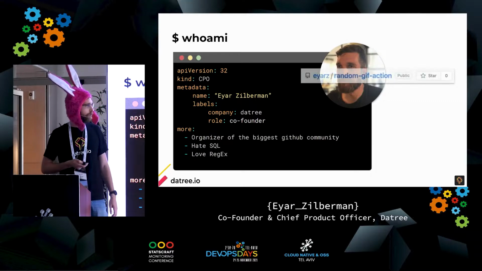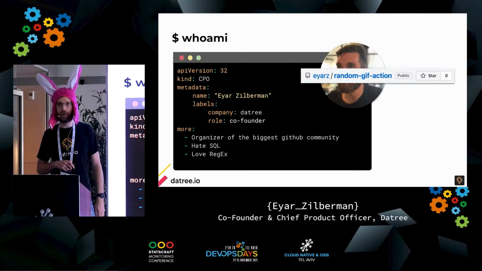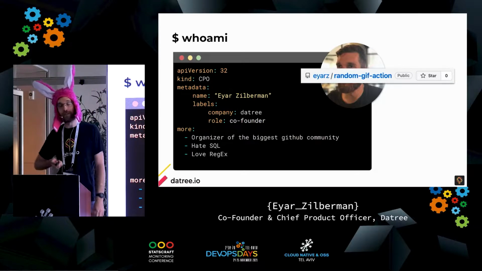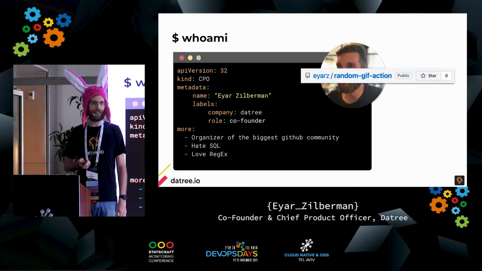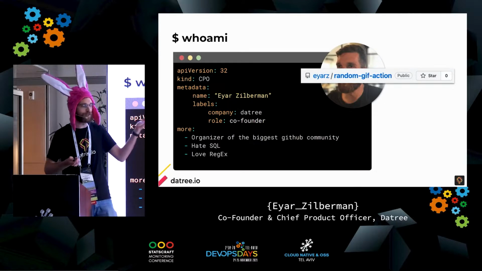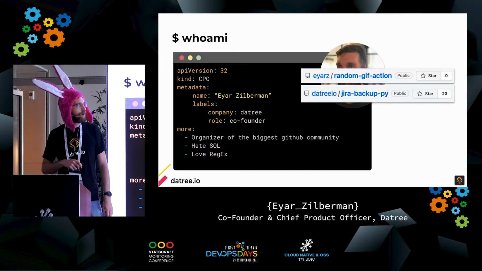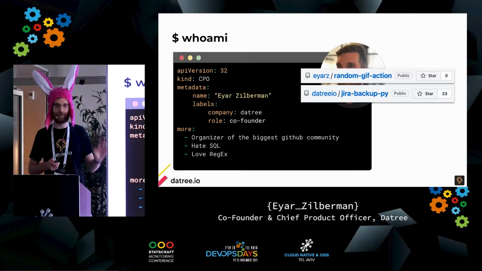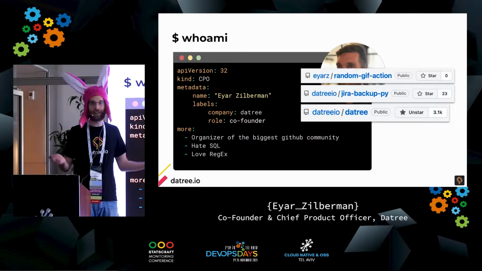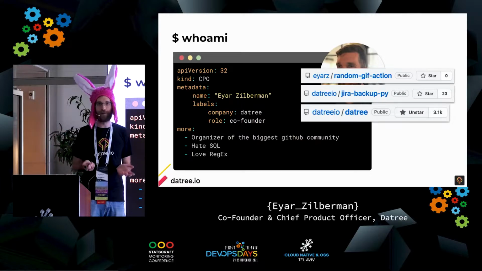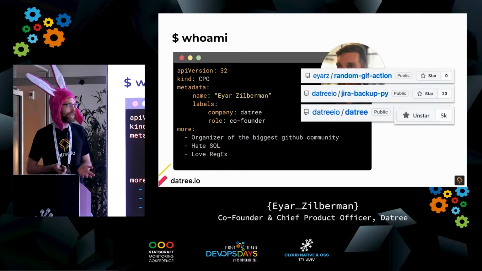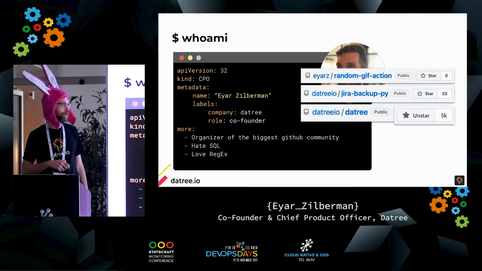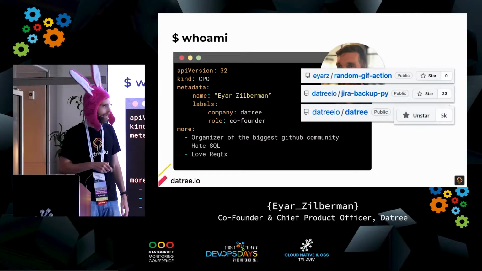So at Eyar, like I said, I'm leading the product, but I also have some experience with open source projects. The first one was Random GIF Action, which generates a random GIF into a pull request. Apparently, it's not that popular. I don't know why. It got only 0 stars. Another project that I had was Jira Backup, which got more popularity over time. 23 stars, it's fine. And then I worked on the tree, which got 3,000 stars when I wrote this presentation. But actually, today we have more than 5,000 after I tried some of the best practices that I'm going to show you today. So stay tuned about how to do it.